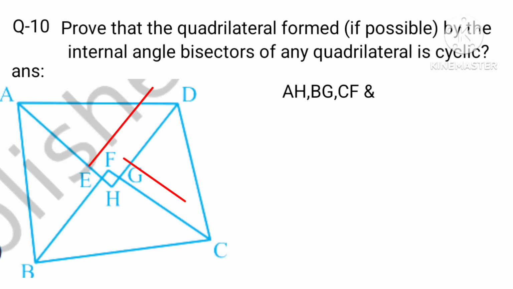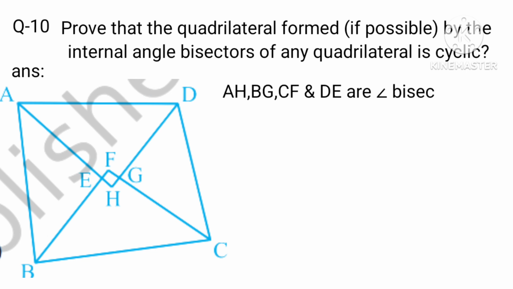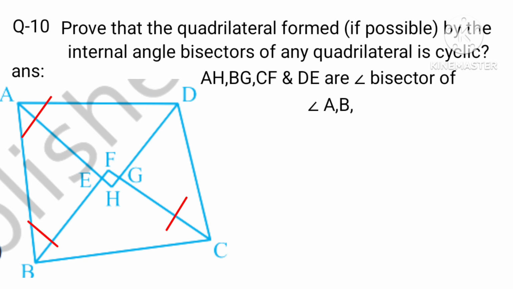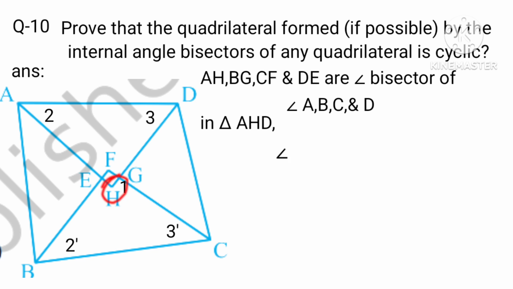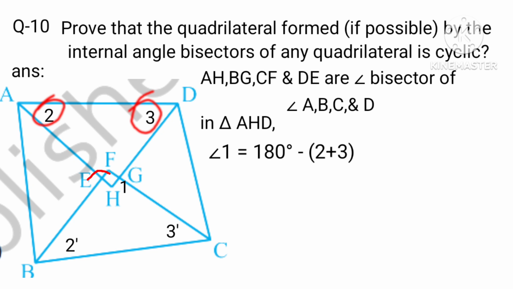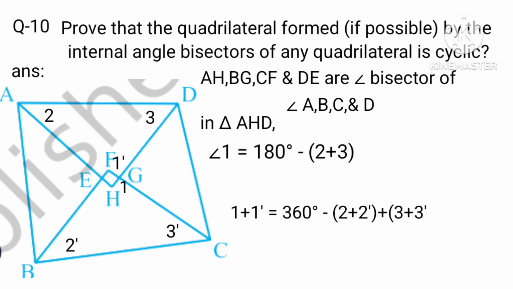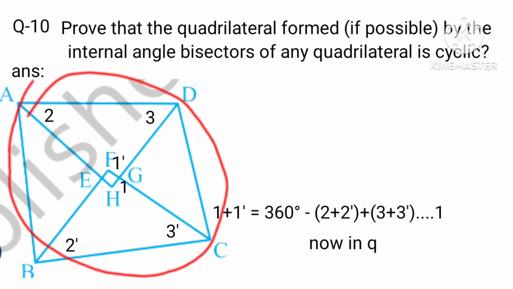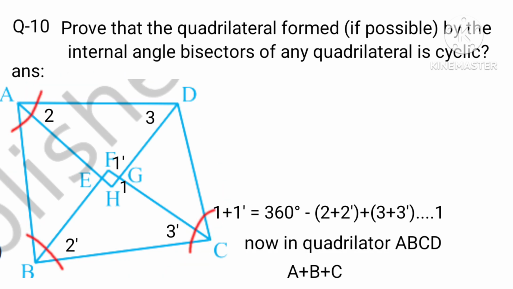AH, BG, CF and DE are angle bisectors of angles A, B, C and D. In triangle AED, angle 1 equals 180 degrees minus (2 plus 3). Similarly, we can show that 1 dash equals 180 degrees minus (2 dash plus 3 dash). Adding both equations, we get 1 plus 1 dash equals 360 degrees minus (2 plus 2 dash plus 3 plus 3 dash). Equation 1. Now in quadrilateral ABCD, A plus B plus C plus D equals 360 degrees.